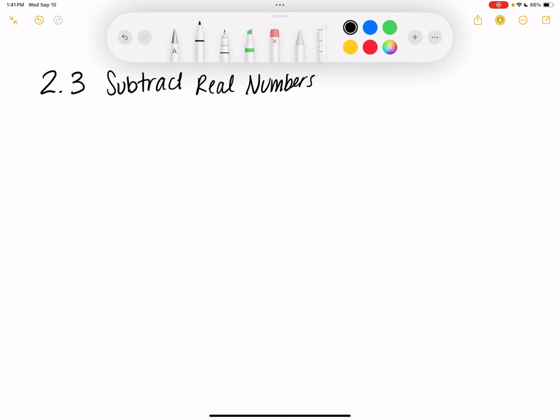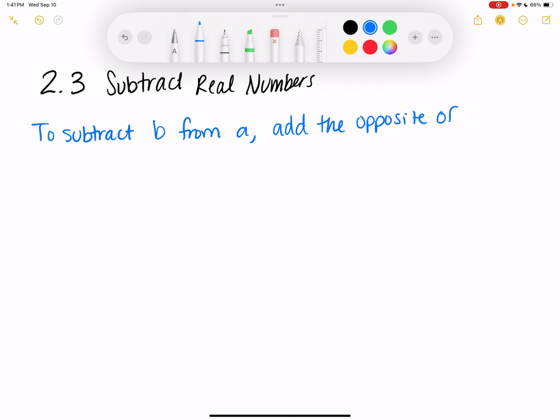All right. The one note here is to subtract B from A: add the opposite of B to A. So if I have A minus B, that would be the same as A plus negative B.